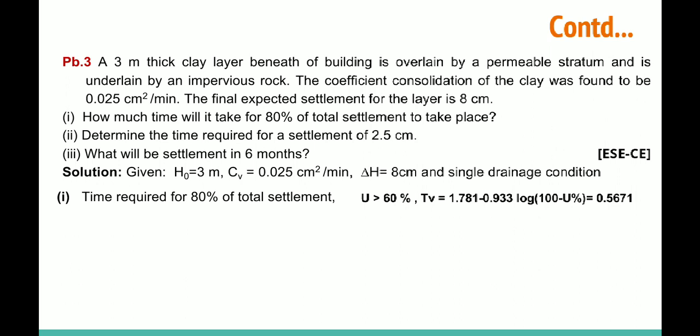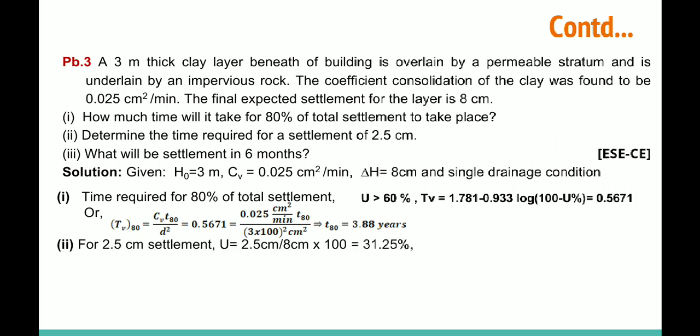Tau v value is 0.5671. Again we can apply this relation. In this relation, we have the tau v value for 80%, that is 0.56. We have the CV value that is mentioned in the question. For the single drainage system, D is equal to H naught. By applying this relation, we can calculate T80, the time required for 80% consolidation, and we get 3.88 years. So this question is nothing but just putting in the values and getting the result.